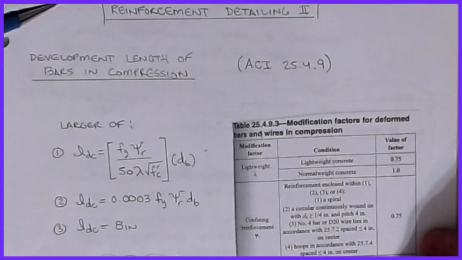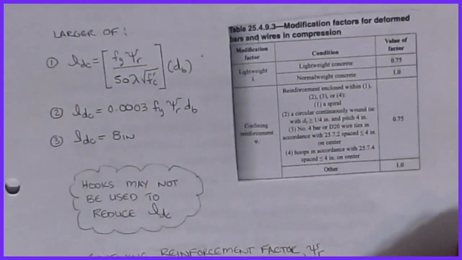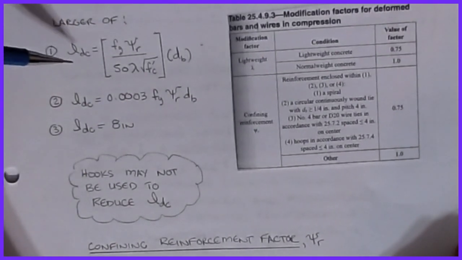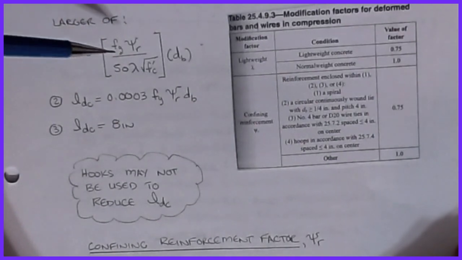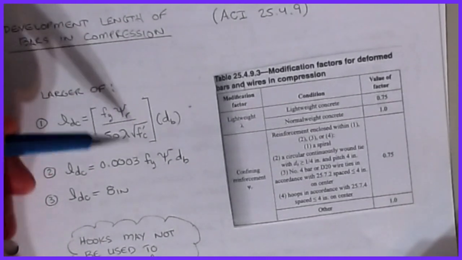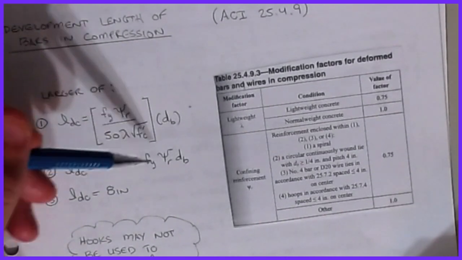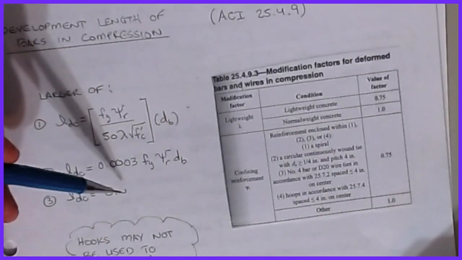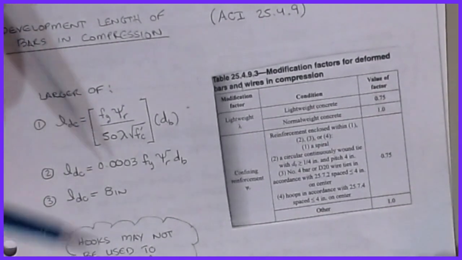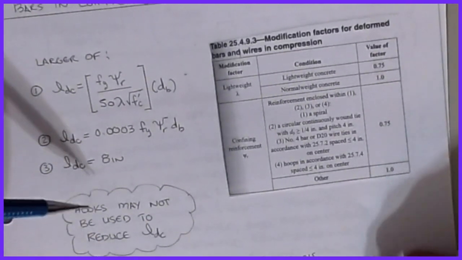This is ACI 318-19. For a bar in compression, the Ldc value is given by this formula: Fy times psi r all over 50 lambda square root of f'c, or the larger of 0.0003 Fy psi r db, or 8 inches minimum, in order to develop a compressive length. Also, we cannot use a hook to reduce this length. We're not allowed to do that, and I'll explain what a hook is in a little bit.